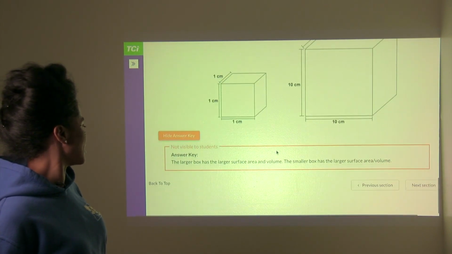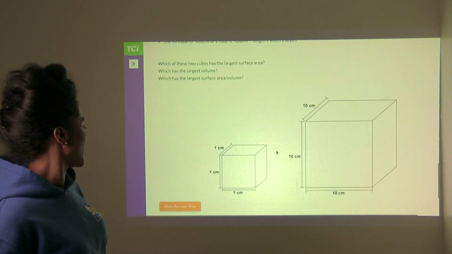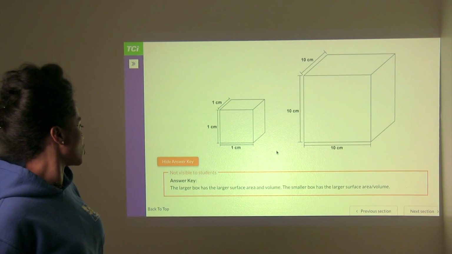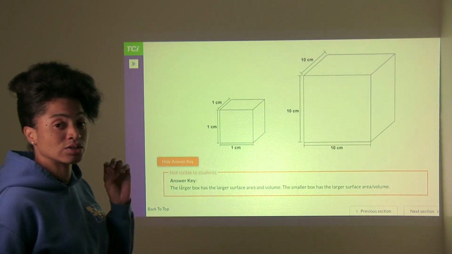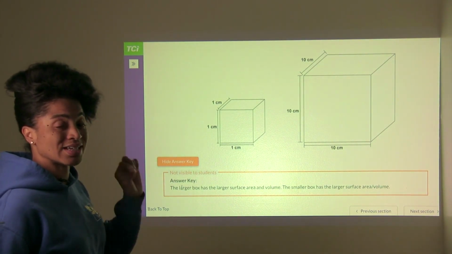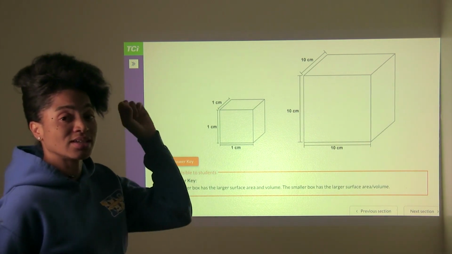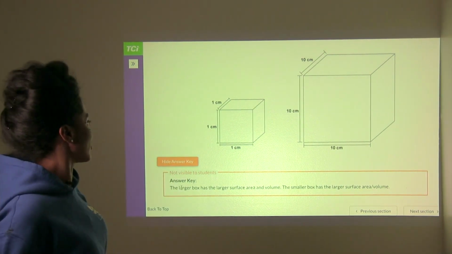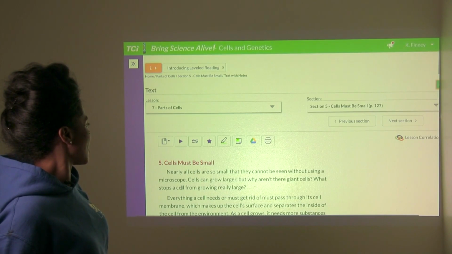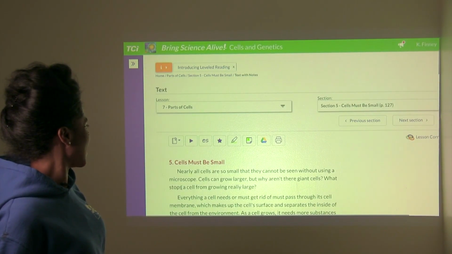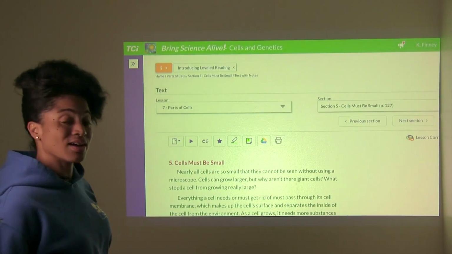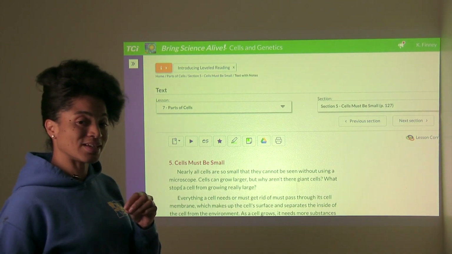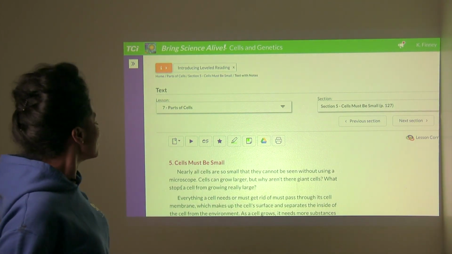All right, and that is actually the only additional question that you need to answer in your notes. Make sure you answer this in your TCI notes. This is in Lesson 7, Section 5. Okay? All right, and that is it for this short, sweet, but needed lesson.